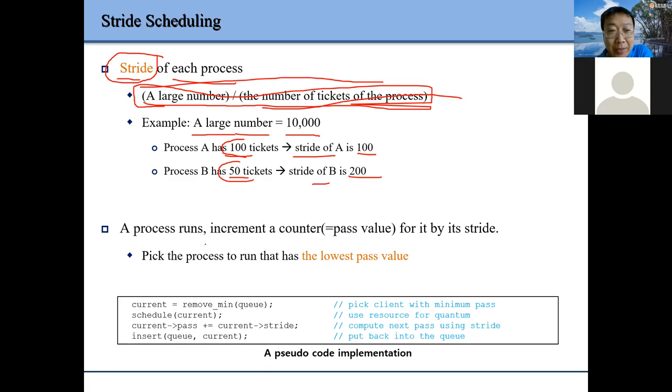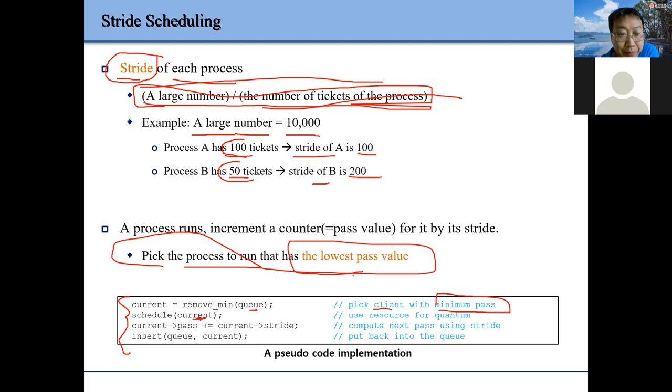Okay, so the algorithm is very simple. Basically, we will always find from our queue the process with the minimum pass. Okay, we call it pass. Later I will introduce this one. Let's schedule this one. Which means the process with the lowest pass value, we will pick to run. Then after that, the current pass equals the current pass plus the current stride. So basically we add the stride onto this pass value, then insert this current process back into the queue, okay?